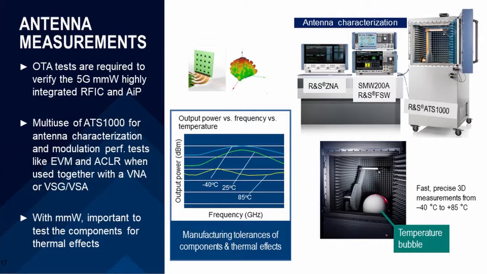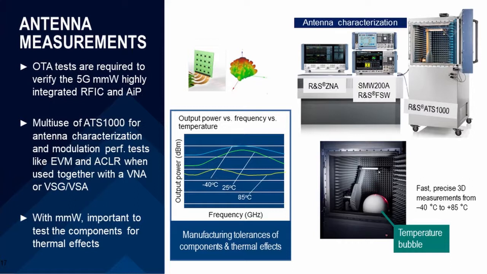For antenna characterization, you need the VNA, Vector Network Analyzer, and our choice is the R&S ZNA. And for the EVM and ACLR, the modulation performance for active antenna systems, this would be the SMW200A and the FSW.